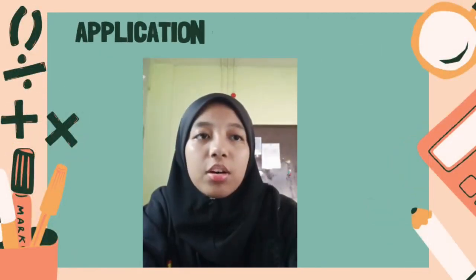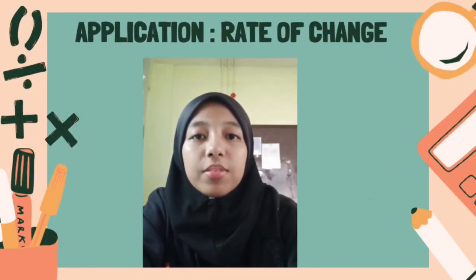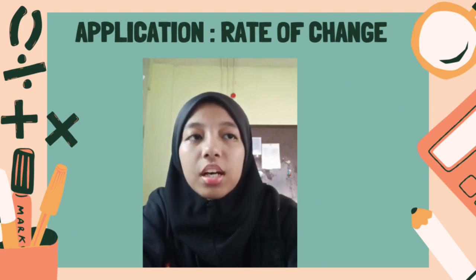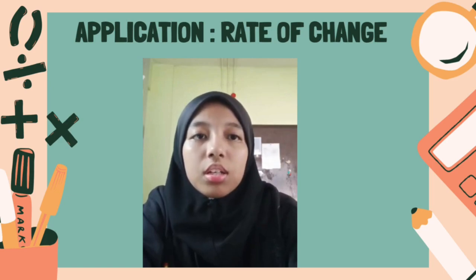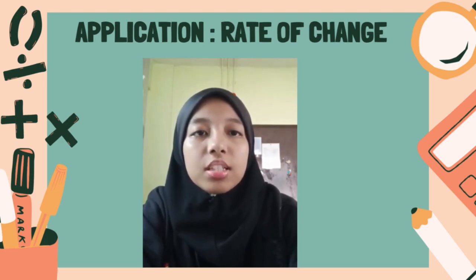In physics, rate of change is used to describe the velocity, acceleration, and other dynamic properties of objects in motion. And in engineering, engineers use rate of change to analyze the speed at which a system changes over time, such as the rate of temperature change in a chemical reaction or the rate of flow in a fluid dynamics problem.